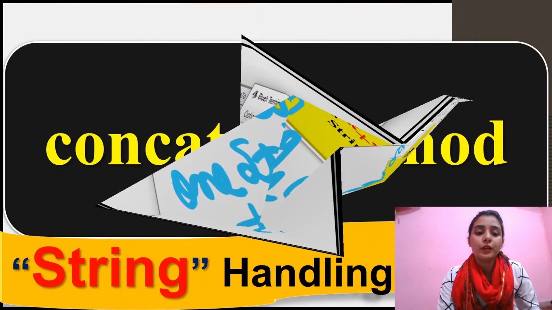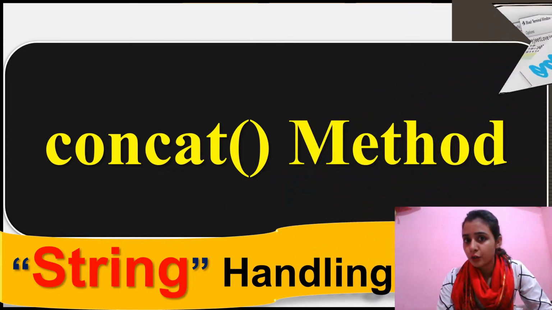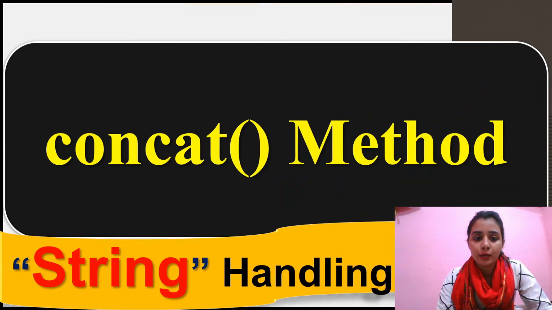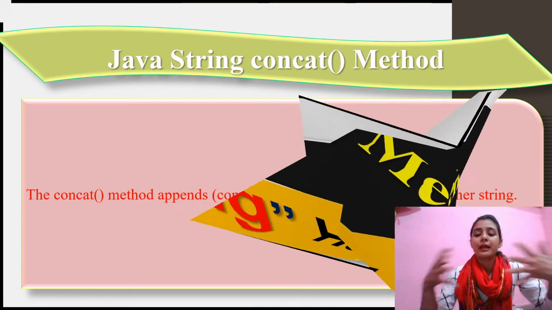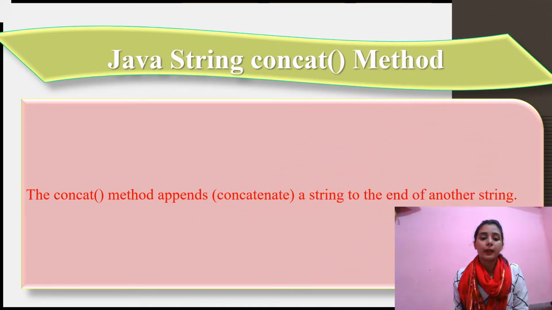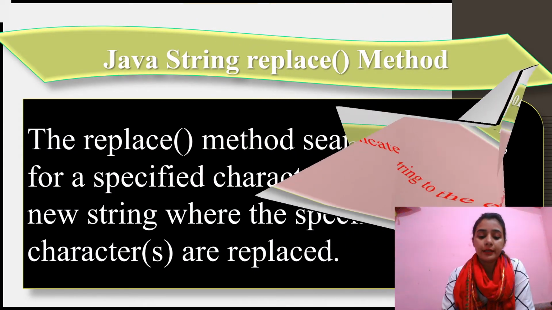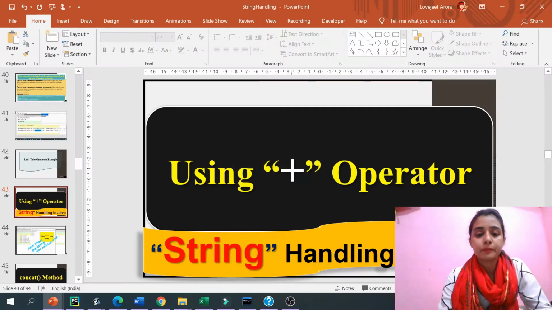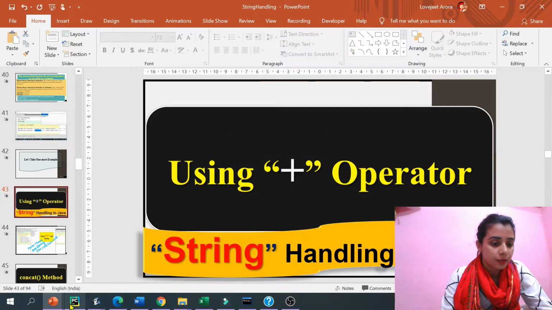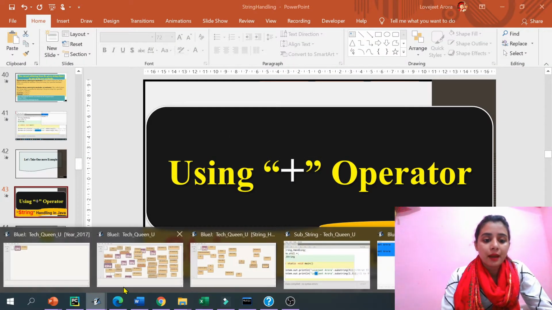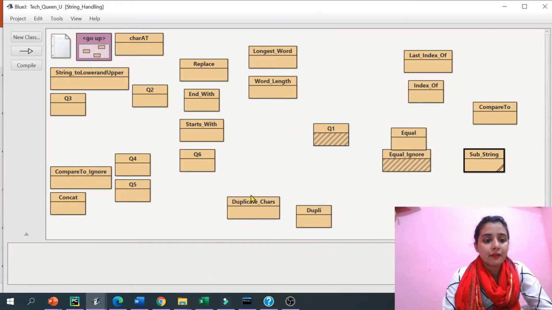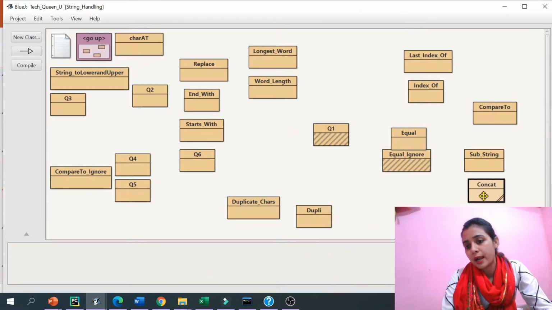Okay, moving to the next, there is also a concat function for doing the same work. Right, the concat function is there. Here also we are concatenating two strings. That means we use this to append a string. So now guys, let's do this concat operation practically, coming back to BlueJ, where we have the concat function.